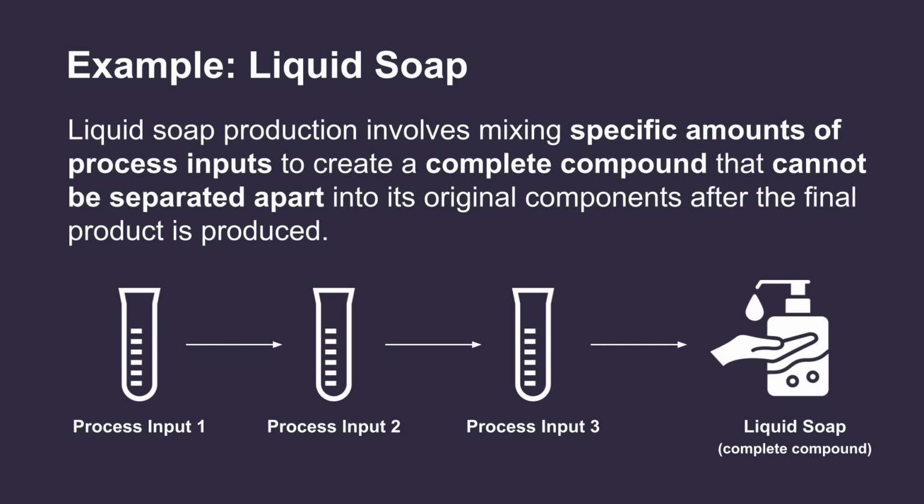Liquid soap is another example of a product created through process manufacturing for personal care. Much like beer brewing, liquid soap production involves mixing specific amounts of process inputs to create a complete compound that cannot be separated apart into original components after the final product is produced.